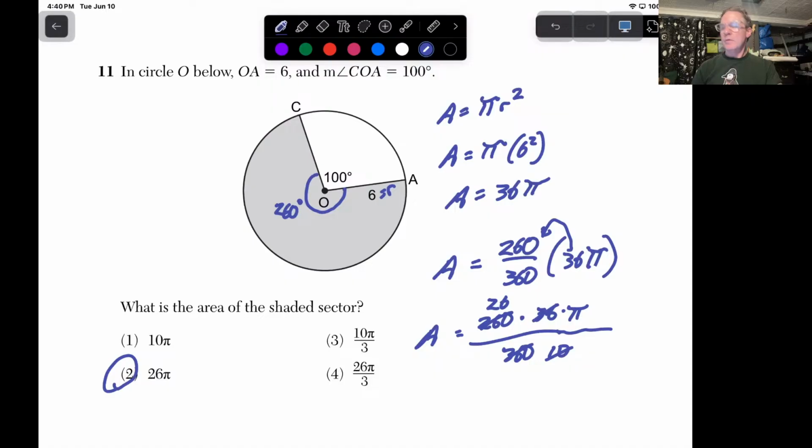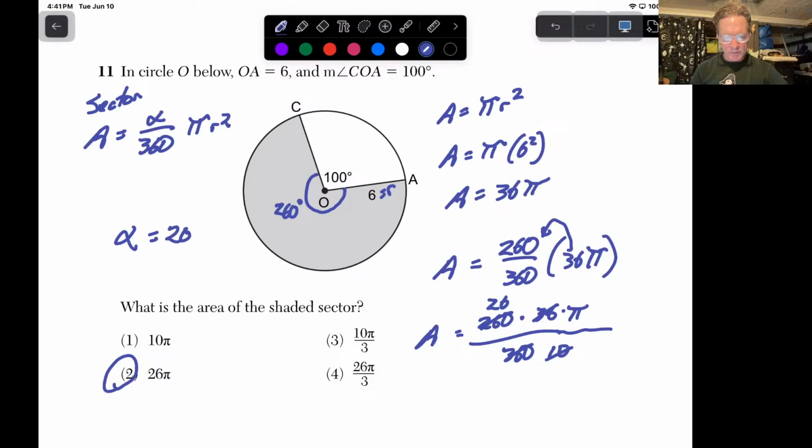Hopefully that helps. So to sum up, sector area is the central angle, and we'll use a little Greek letter alpha for that, over 360 times pi r squared. And in this case, our alpha was 260 degrees. I don't know why, but in mathematics they love to use Greek letters for angles. They're fun.